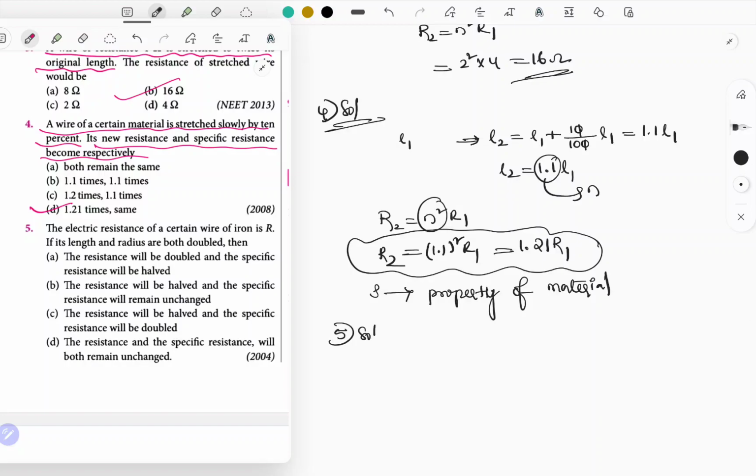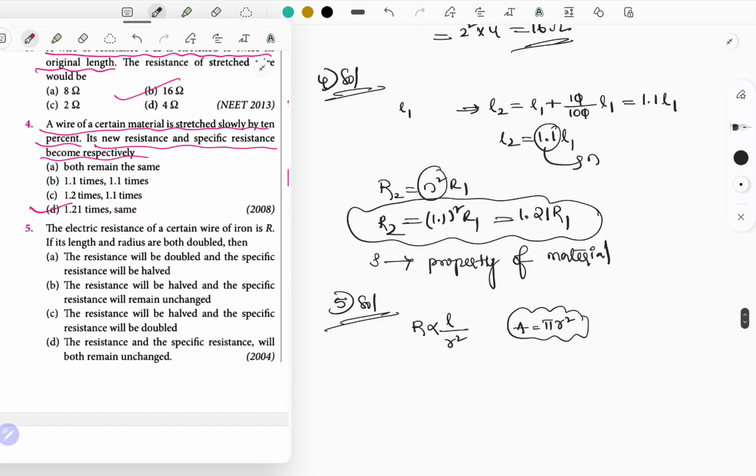Question number 5. The electric resistance of a certain wire of iron is R. If length and radius are both doubled, length and radius both are doubled. R is directly proportional to length, inversely proportional to area. Area is directly proportional to pi r square. So I can write it as inversely proportional to r square, because A is equal to pi r square, right? I'm just writing proportionality, so I can remove pi value.